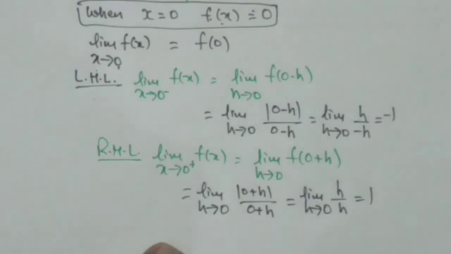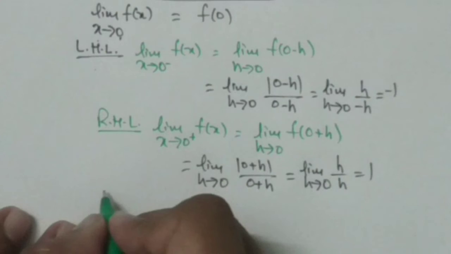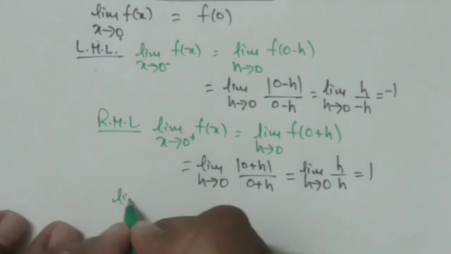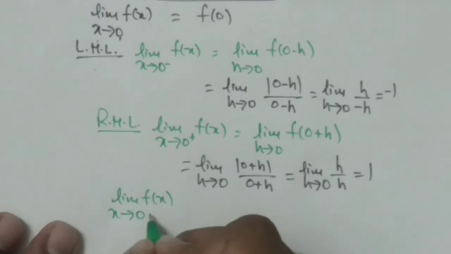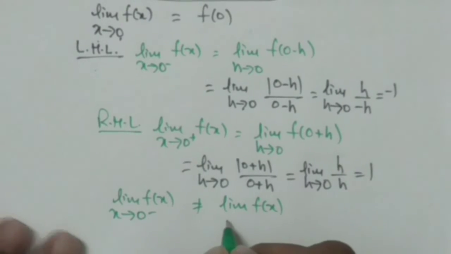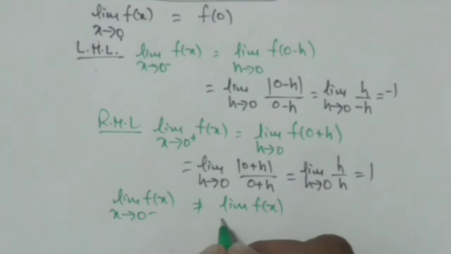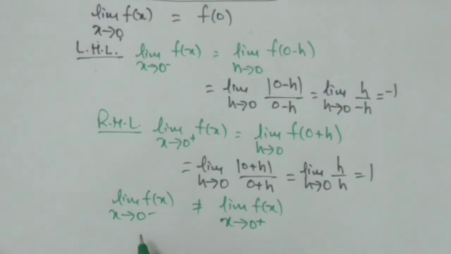So now you can see here that limit of f(x) as x tends to 0 does not exist, because its left hand limit at x is equal to 0 is not equal to right hand limit at x is equal to 0, right? Left hand limit of f(x) when x is equal to 0 is not equal to the right hand limit of f(x) when x is equal to 0. So it implies that what?